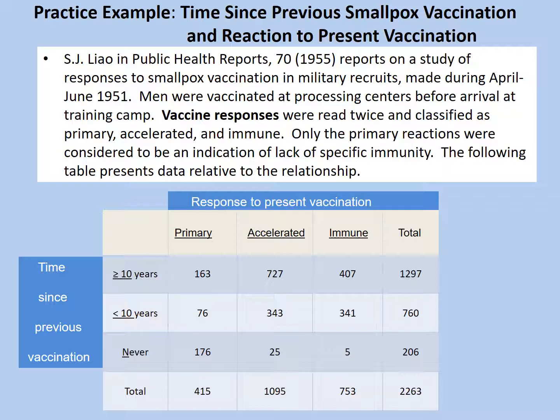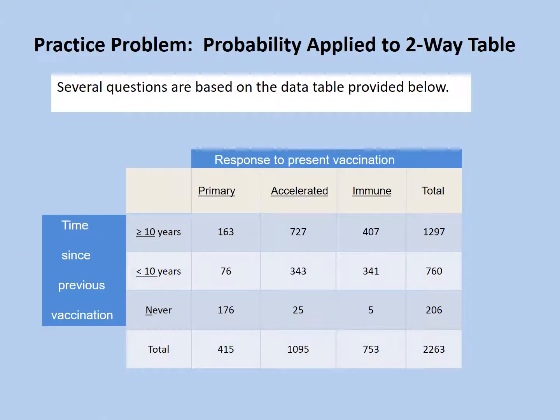The table shown below presents data describing the relationship between the time since previous smallpox vaccination and response to present vaccination. Based on this two-way classification table, you will be asked several questions that involve the probability rules described in the presentation, as well as questions on how to assess whether or not the two variables, time since previous vaccination and response to present vaccination, are independent.